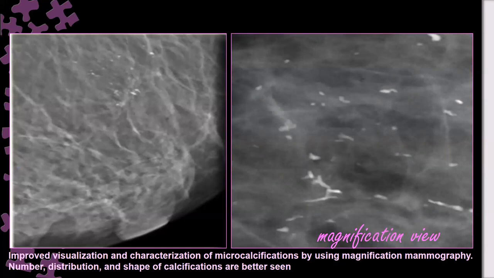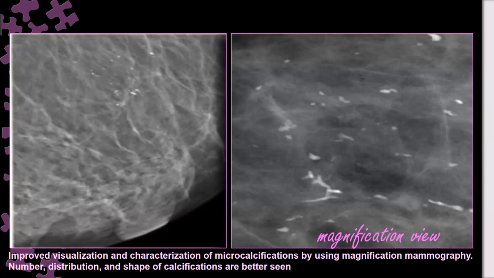Okay, does it look the same? And spot magnification. Is it the same? On spot magnification, they are fine linear and branching. Suspicious or benign? What do you think? I think benign. Huda? Why is it benign? Because it's linear.